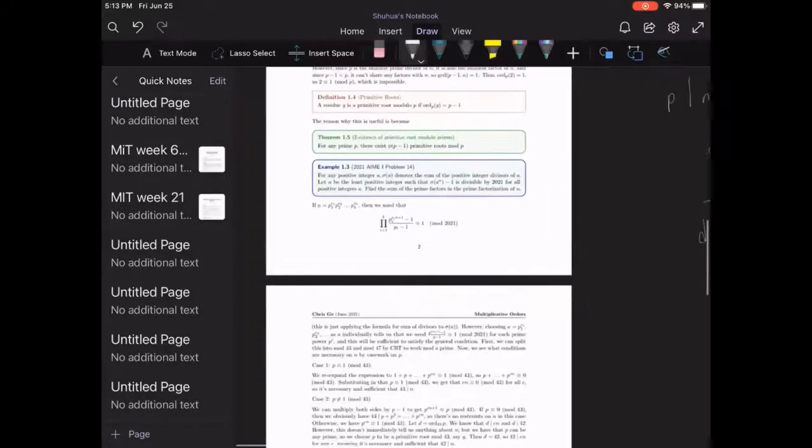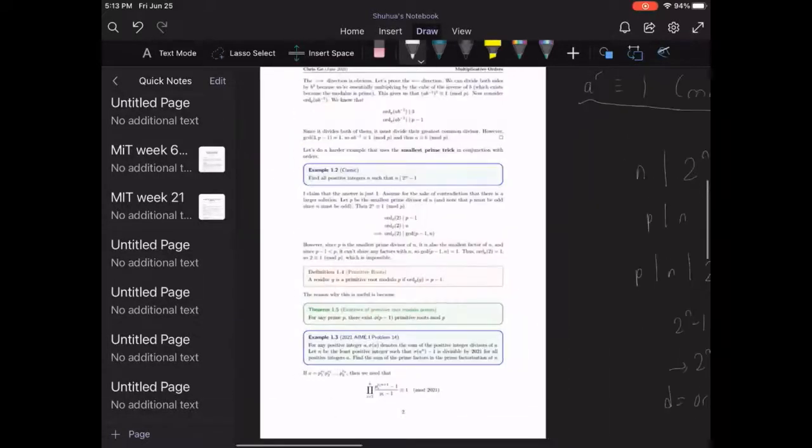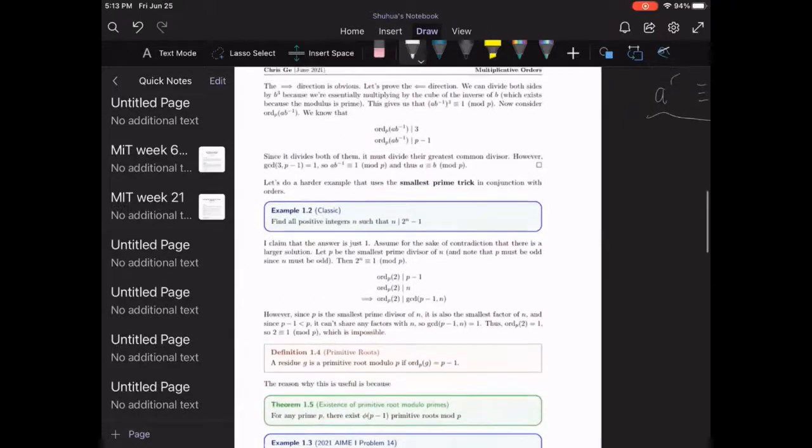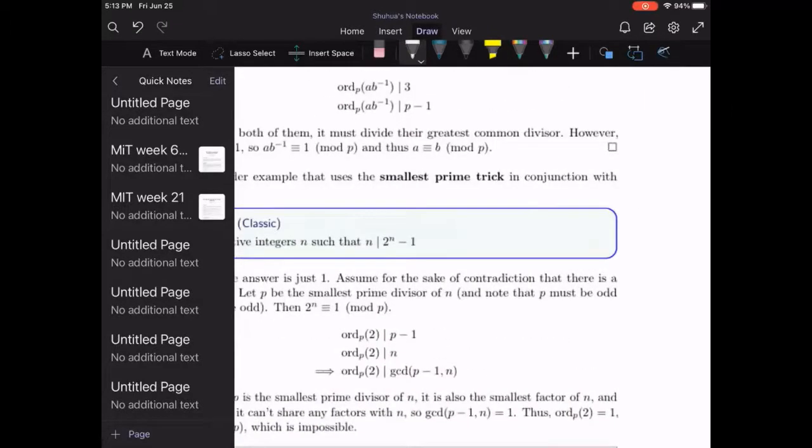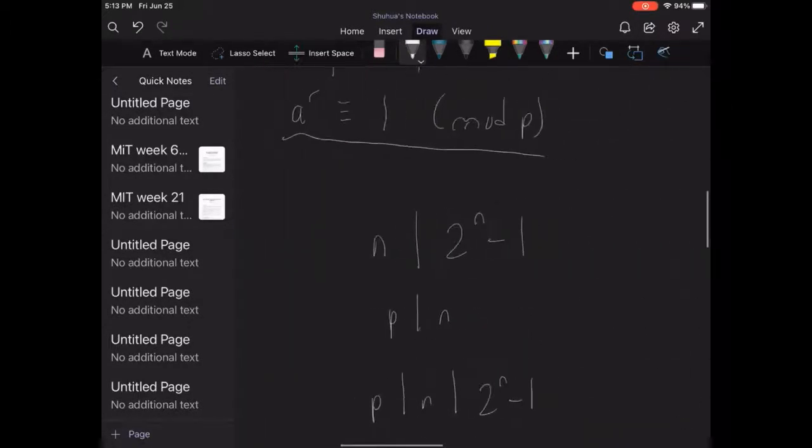Oh, this is question 1.2. Find all positive integers n such that n divides 2 to the n minus 1. I wrote it over here.